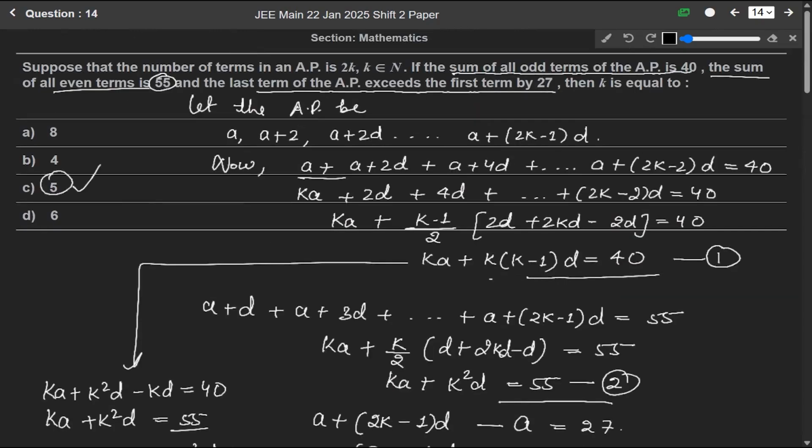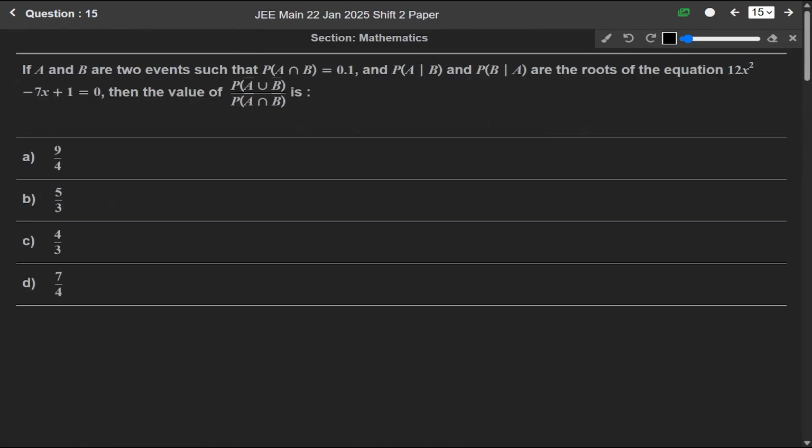Means option C is the correct answer. Now question 15. If A and B are two events such that P(A intersection B) equals 0.1, and P(A|B) and P(B|A) are the roots of the equation 12x square minus 7x plus 1 equals 0, then the value of P(A bar union B bar) over P(A intersection B) is.